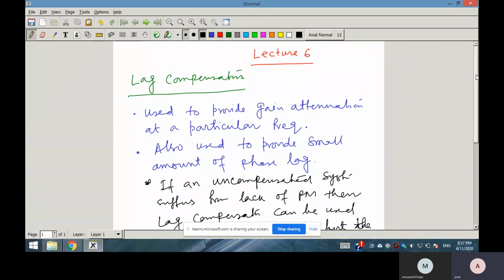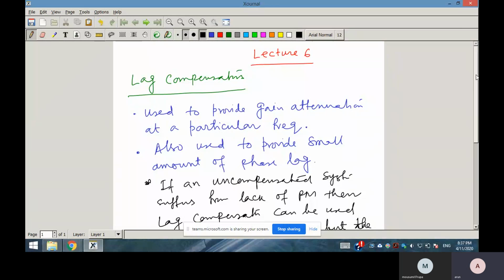So what will a lead compensator do? A lead compensator will make the system fast, that means it increases the gain crossover frequency. A lead compensator increases phase margin by providing phase lead, and a lag compensator compensates for phase margin by lowering down the gain curve. So these are the two main differences between lag and lead.